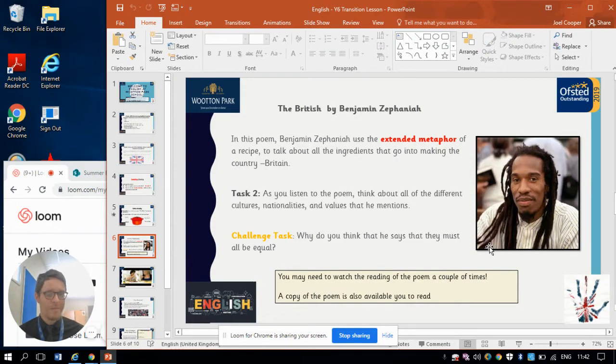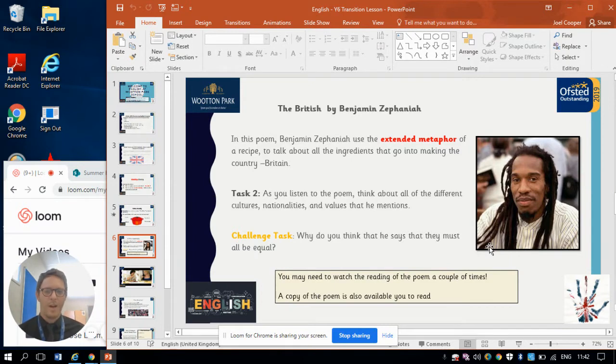And in this poem, he's looking specifically at British identity, and what he sees as being the components of being British. Now, just to give you a bit of a challenging concept to start off with, in this poem, Benjamin Zephaniah uses something called an extended metaphor. An extended metaphor is basically a comparison that goes on throughout the whole of the poem. And in this case, he uses the metaphor of a recipe to talk about all of the ingredients that go into making the country Britain.